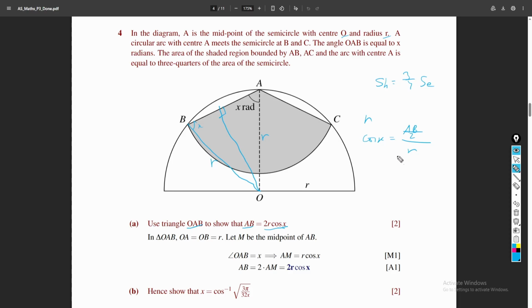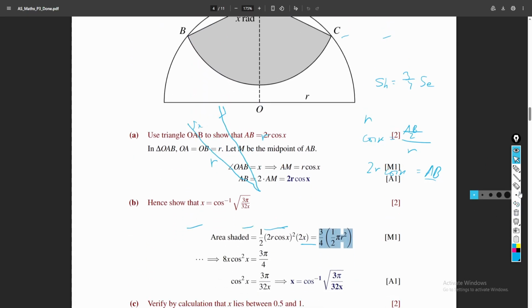So we can rearrange this now. We need to make AB the subject. So we can just rearrange this to R cos x equals AB by 2. So that's what they want. We need the value of AB, and AB is equal to 2R cos x. Okay, so the next question.